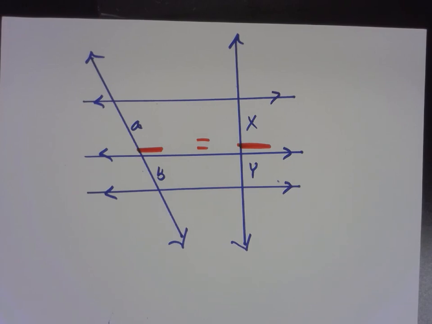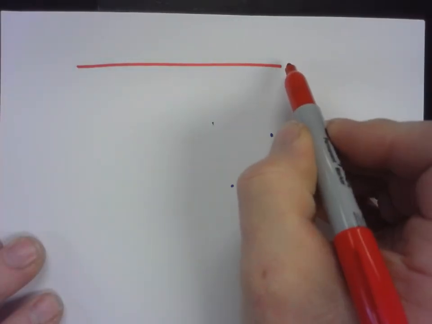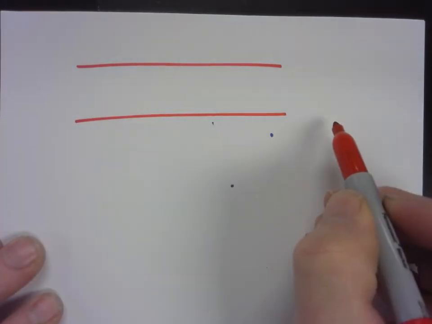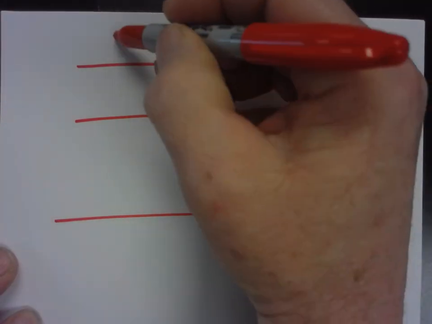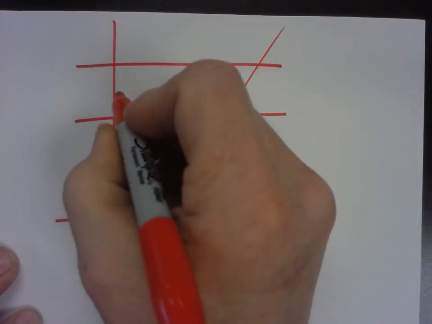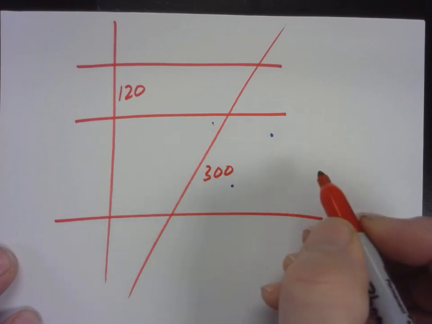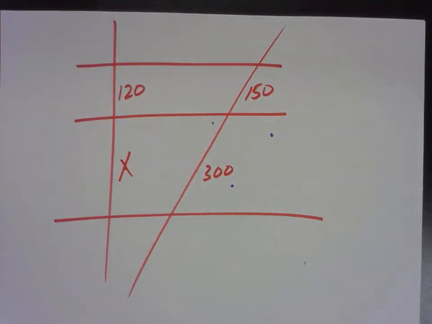Look at example 3 on page 448. You've got Main Street, you have 2nd Street, and then you have South Main, kind of spaced out like this. Got a transversal, got a transversal. This is 120 yards, this is 300 yards, this is 150 yards. Can you guys find X?